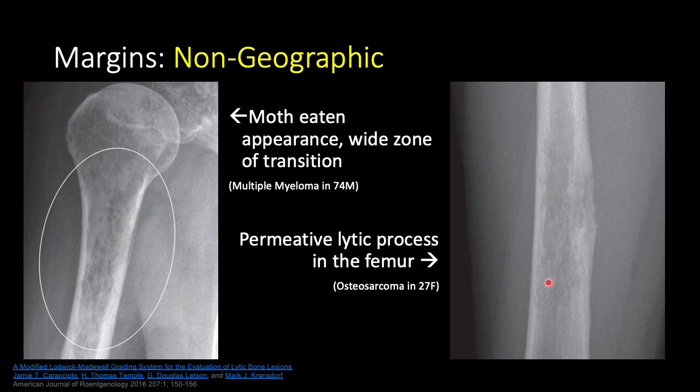This one is more of a permeative pattern. It looks more infiltrative and diffuse in the bone, with no discrete punched out lesions that you can identify, but this is what we call a permeative pattern. This one was in the femur, and this was an osteosarcoma in a 27-year-old female. Making the distinction between moth-eaten and permeative is not that important. The important thing is to recognize that it's an aggressive appearance either way. It can be challenging to differentiate the two, and I don't think it is that important for our purposes for this talk.